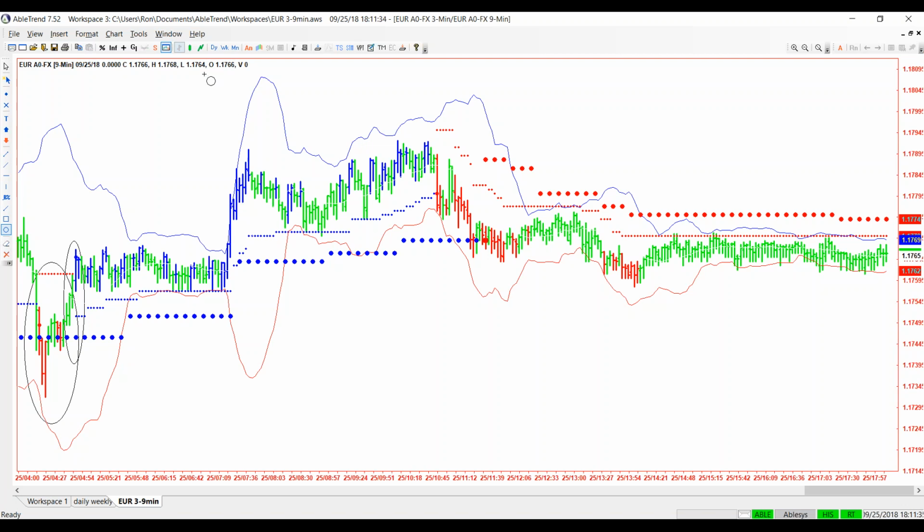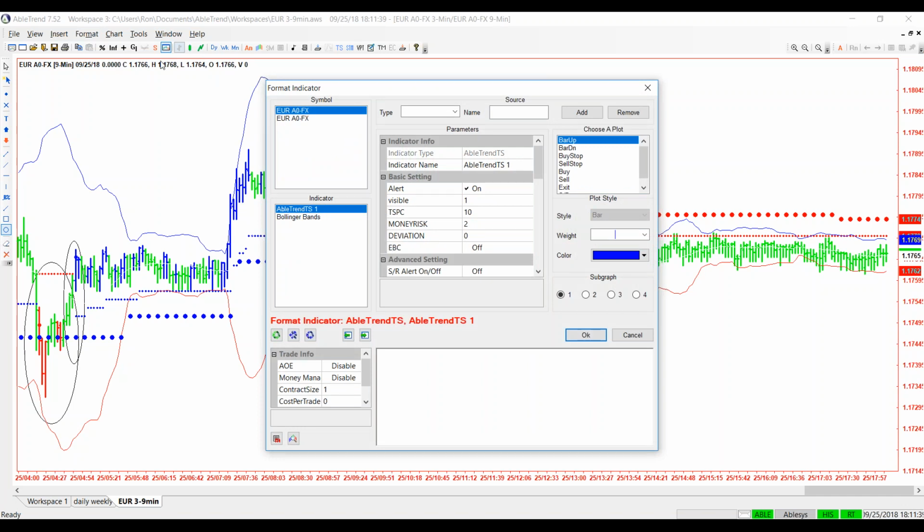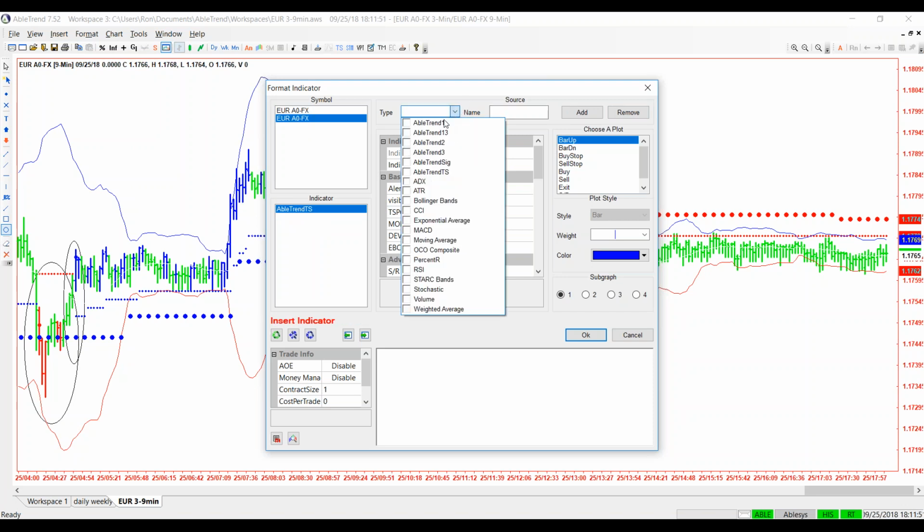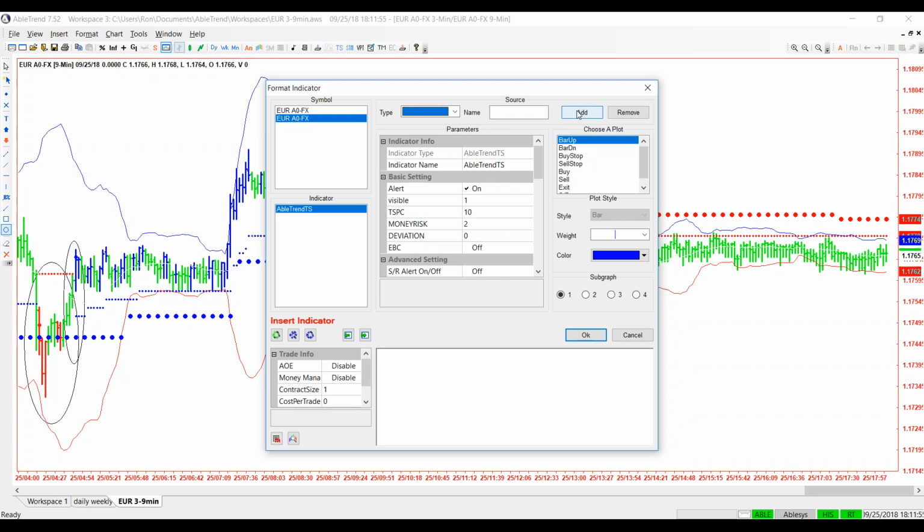So all you do is you click on Format Indicator, and when this box pops up where it says AbleTrend 2, remove it right here. Click Remove, and then click on the drop-down box and put a check mark on AbleTrend TS, and click Add.